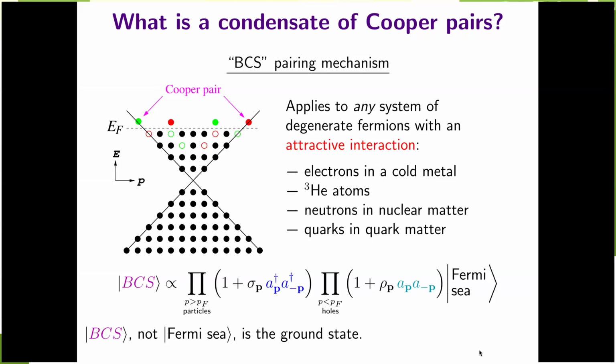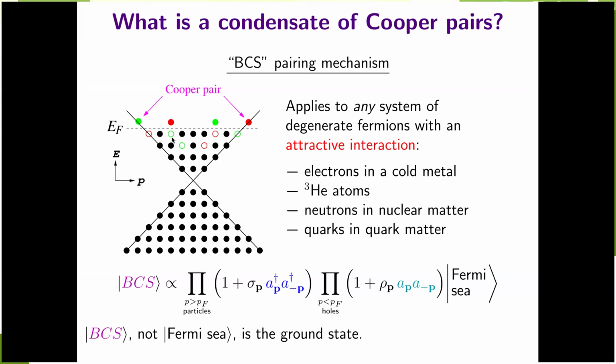Okay, so why is this going to work? Well, let's say you create a particle here and a particle here. It doesn't cost you very much energy to create a pair of particles because they're close to the Fermi surface. The free energy is energy minus chemical potential. Since the energy is the chemical potential here at the Fermi surface, it actually costs you zero free energy to make a particle.